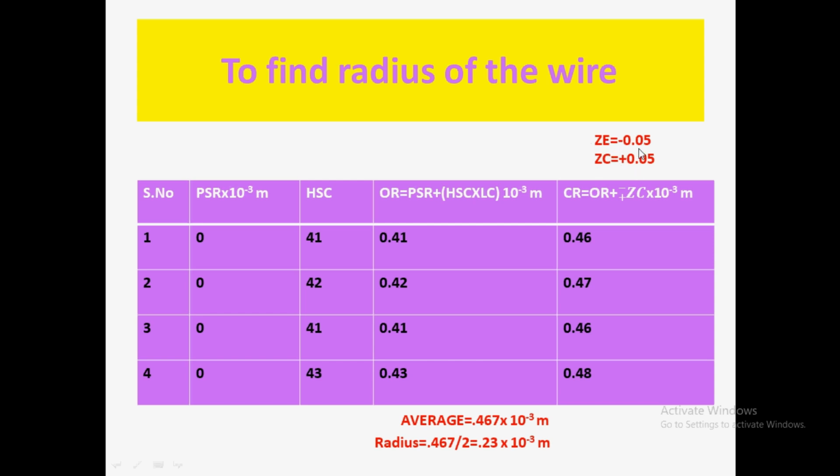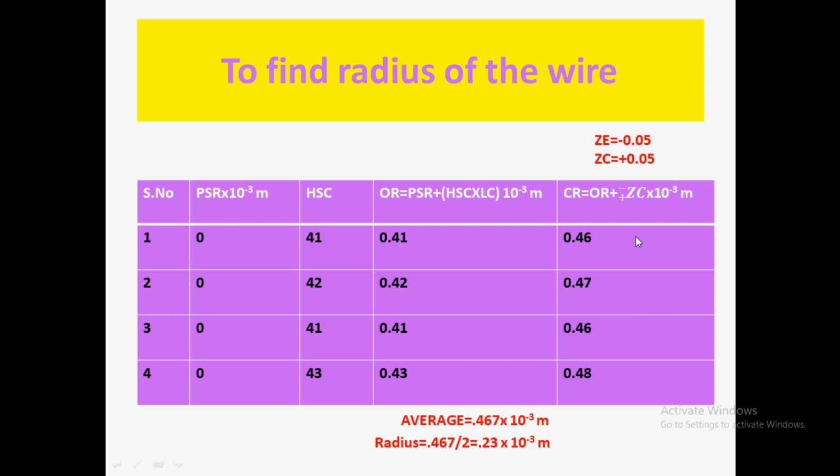Now we get the error negative and correction positive, so you have to add 0.05 to every reading. Here we have 0.41, adding 0.05 we get 0.46. Likewise, adding 0.05 to every reading you get this answer. Take the average, it gives the diameter of the wire. But we have to find out the radius, right? So radius is 0.467 divided by 2, we get 0.23 into 10 power minus 2 meters.